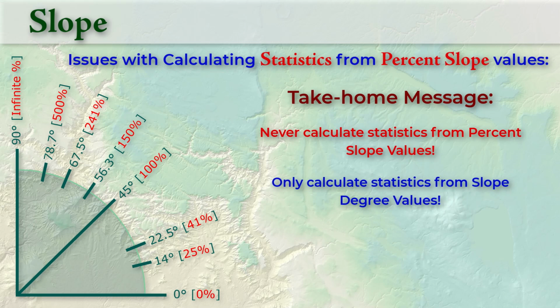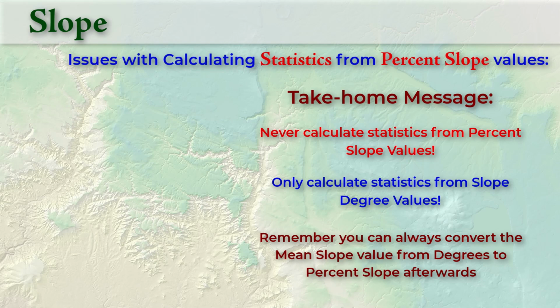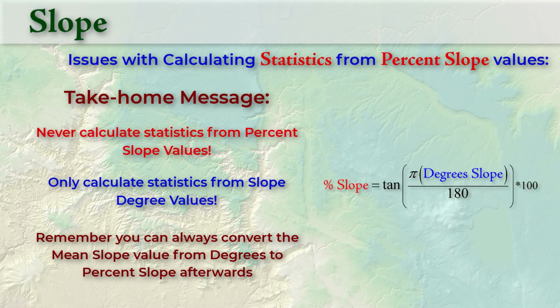If you want to report your slope statistics in units of percent slope, it's still doable. You just need to convert your slope values to degrees before you calculate these statistics. Statistics should be calculated on the slope degree values. Then, later on, you can always convert the final statistics back to units of percent slope for your report.